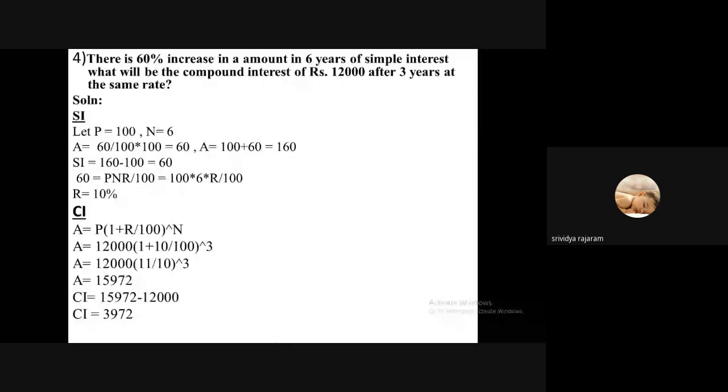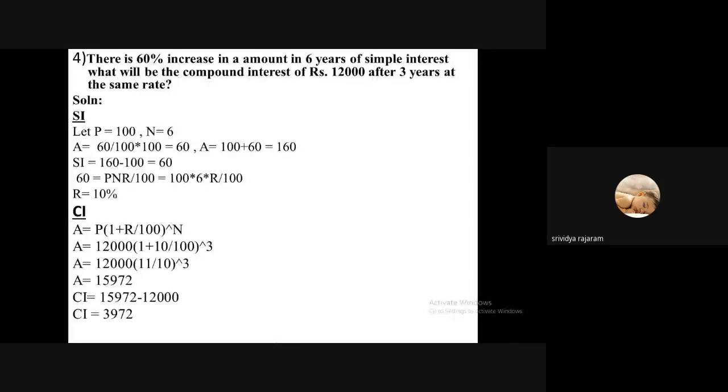So 10% by 100 whole power N, where N is mentioned as 3 years for compound interest. Don't confuse it with the 6 years. That's 6 years for simple interest, and this 3 years is for compound interest. So we have to substitute this 3 years here. So on simplifying, we are getting A as 15,972.